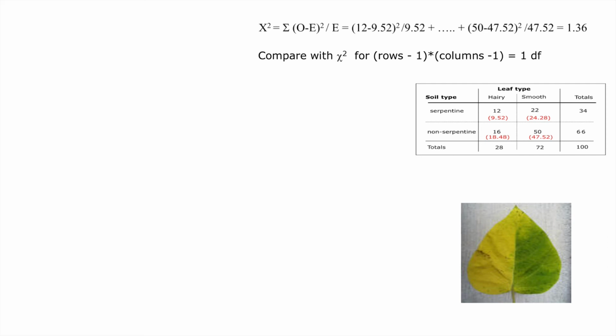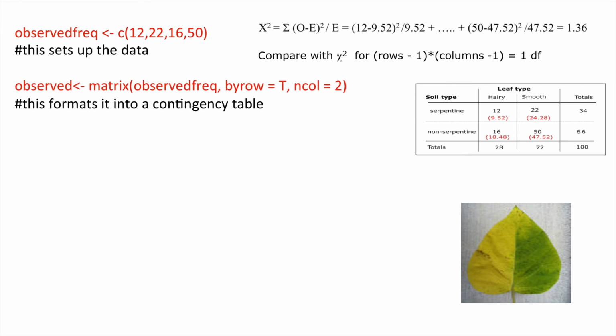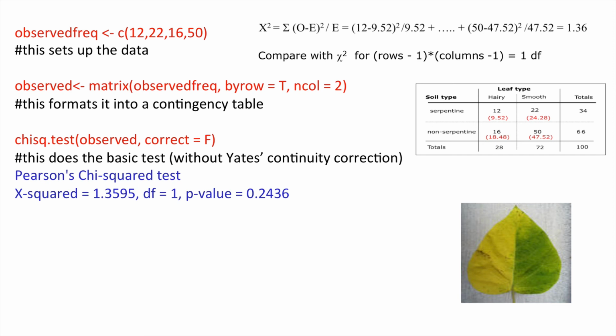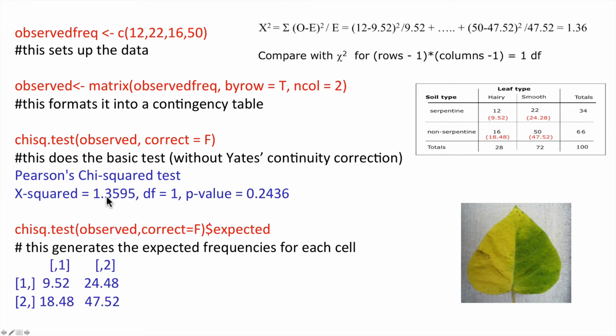How can we conduct this test in R? Well, the first thing we do is we put our data into a vector called observed frequency in this case. We can then turn that vector into a matrix. It's a 2 by 2 matrix with 2 rows and 2 columns. We're filling it by rows and there's 2 columns. Then we can perform a chi-squared test on that matrix called observed. In this case, I've gone without a technical adjustment to the calculation of chi-squared, and that is known as the Yates continuity correction. How would we look back at the expected frequencies which have helped to generate this Pearson statistic of about 1.36? Well, we simply go $ sign expected, and here we can rescue those very same expected frequencies.